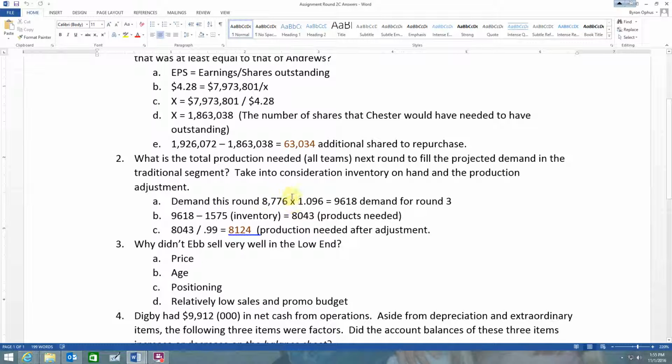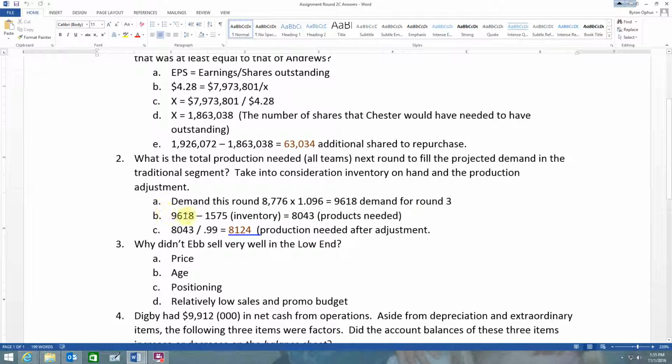But if you multiply something by 1, you get that number, right? So you can shorten this equation or make it easier just by taking the 8,776,000 times 1.096. Okay, and that's equal to our demand for round 3, which is going to be 9,618,000.